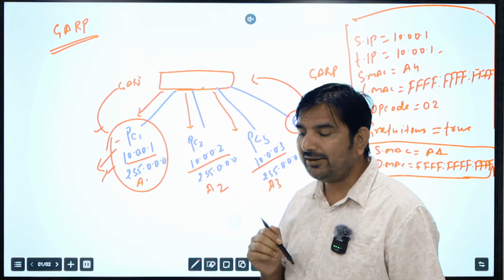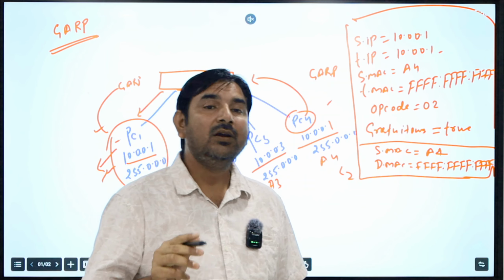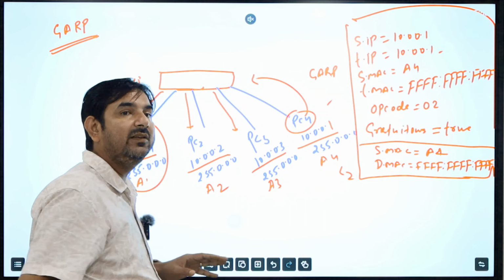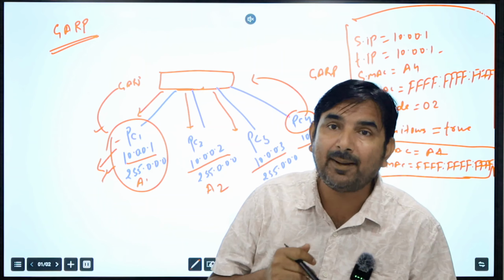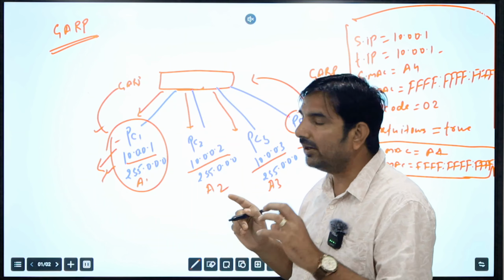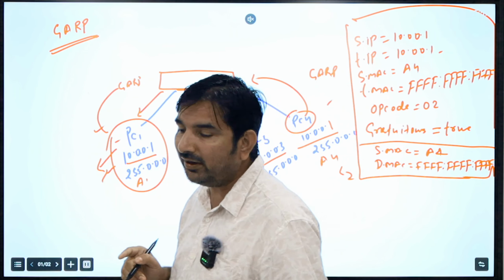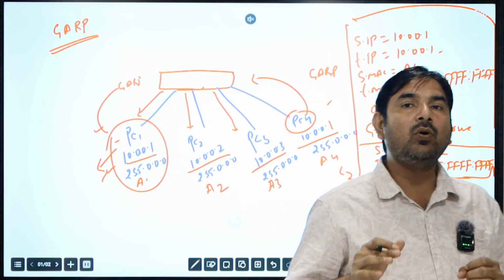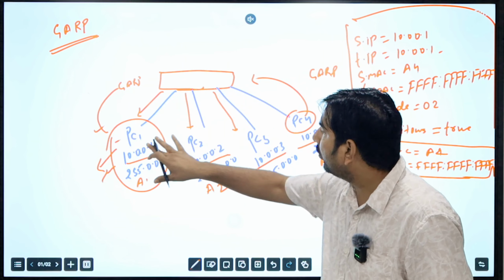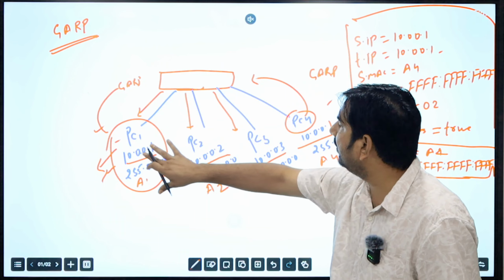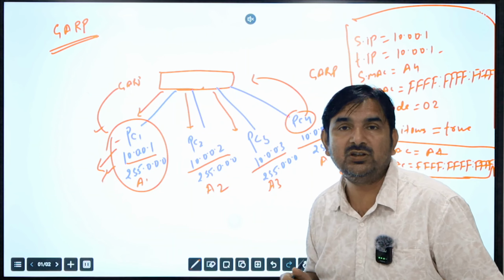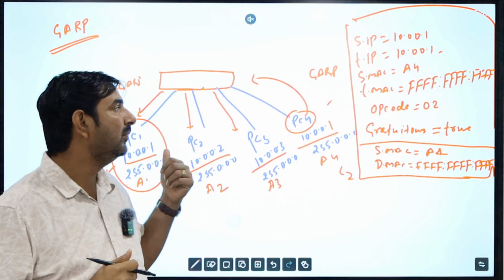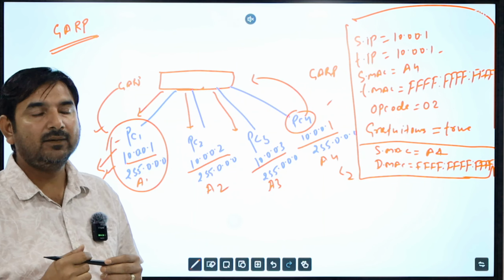So what can be the interview question? The first question can be: if we configure the same IP address on two PCs, what will happen? If you are giving the answer, you will get the notification that there is an IP conflict. Then the next question: which protocol is behind that? How does PC1 get this information that PC4 is also using the same IP address? So that protocol is GARP. Second question, what can be there?